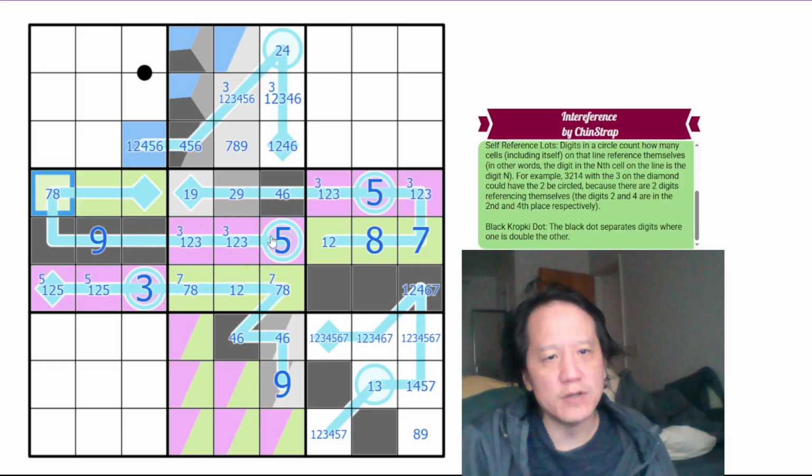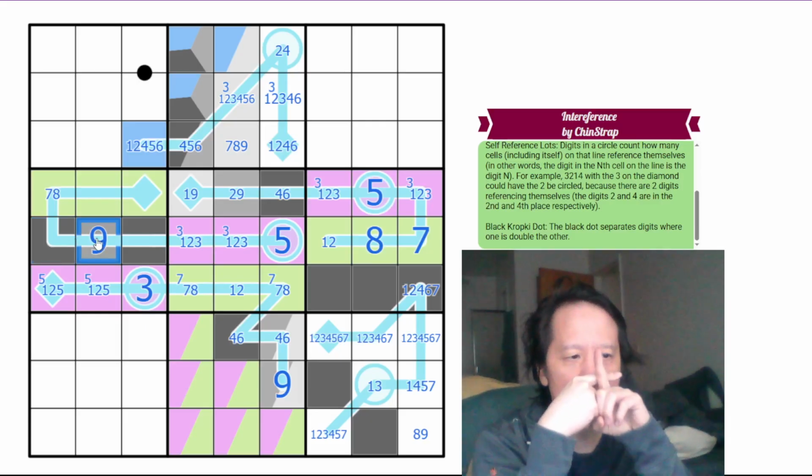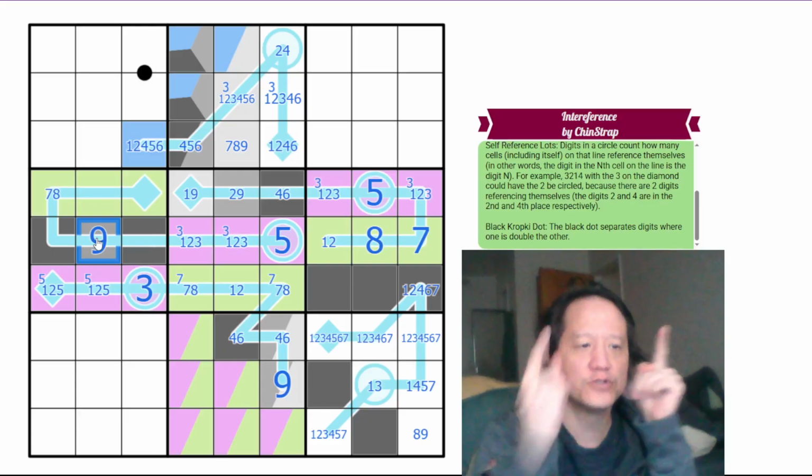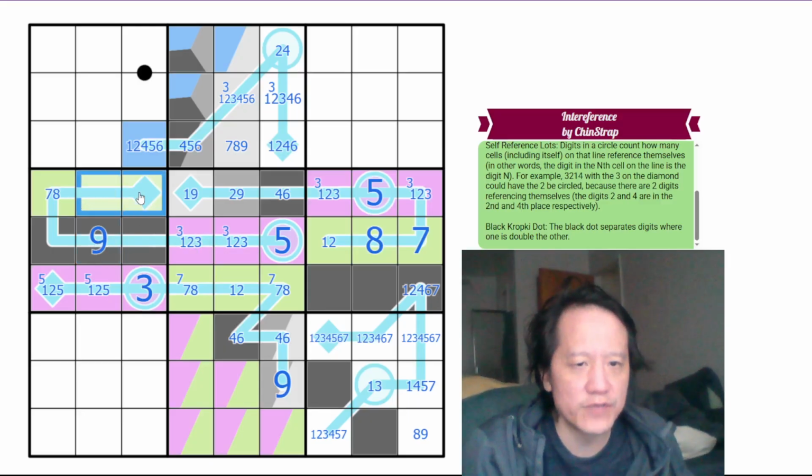Would this be correct, though? 5 and 9 are not pointing to each other. I think the answer to this is no. Right? This is 1, 2 with 7 or 8.